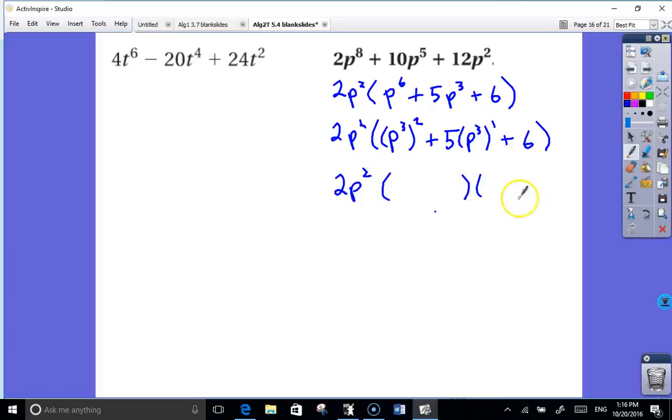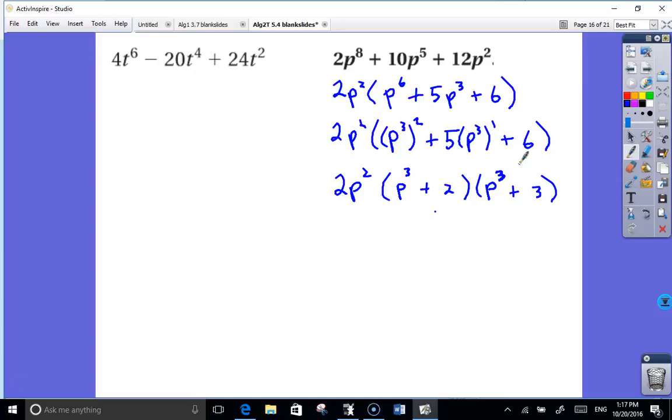then you can see that we're going to factor this in one step by saying, what are the factors of 6 that add up to 5? 2 and 3, right? So it's going to be plus 2 and plus 3. It's not going to be p plus 2 and p plus 3. It's going to be p to the 3rd plus 2, p to the 3rd plus 3.